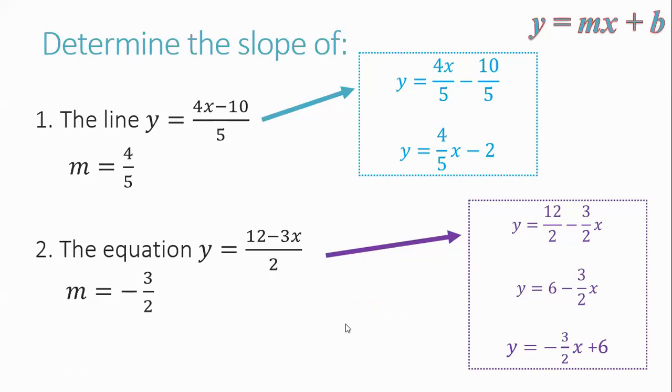Okay, I see a question. Someone's asking what b is called. b is called our y-intercept.